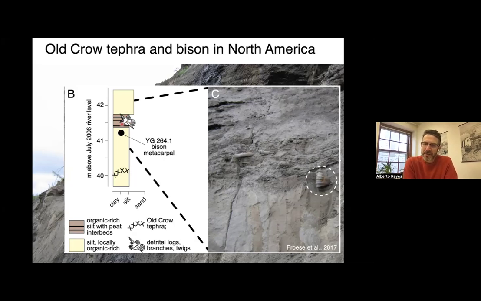And the genetics coming out of this bone indicate that it's certainly basal to all North American bison. So all North American bison descend from the group of bison represented by this particular specimen. So the age of the tephra is really critical in making that argument.